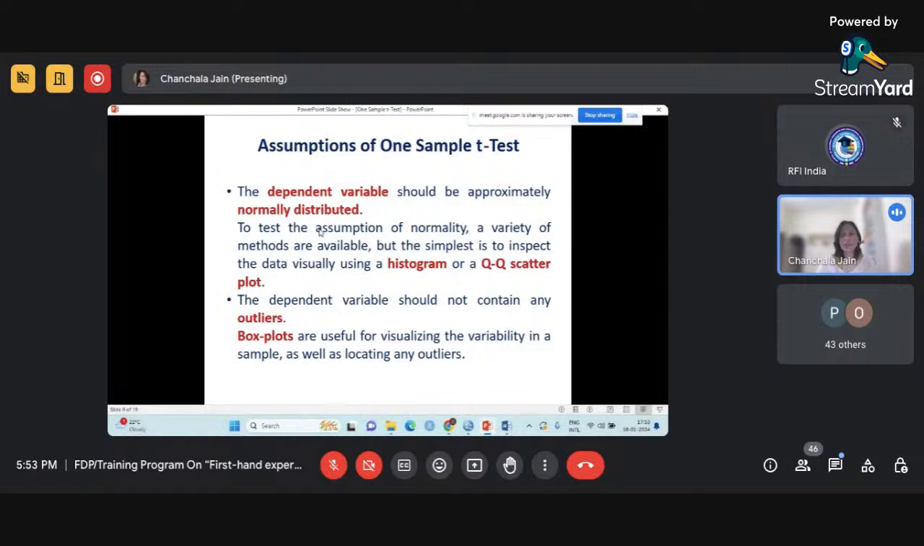The next assumption says the dependent variable, that is the numeric variable, should not contain any outliers, right? So whatever is your dependent variable, whatever is your numeric variable, you need to check whether there is any significant outlier available in that or not. So these are the four assumptions you need to check for your data before applying the one sample t-test on that. Is it clear?